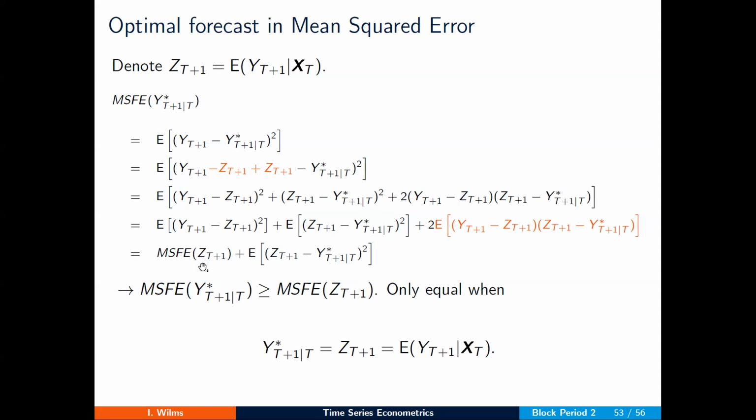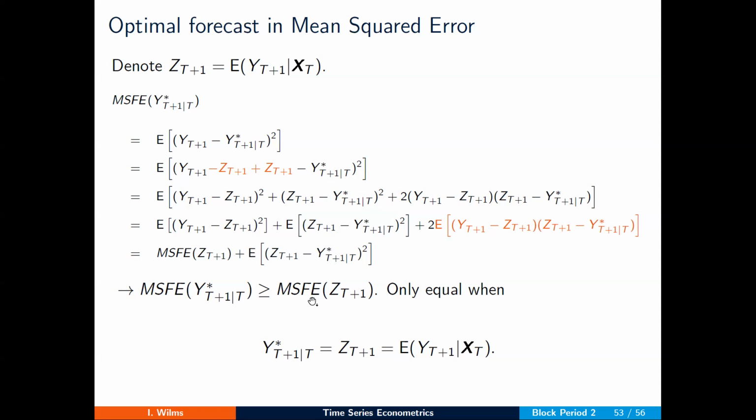Now, what is the first term? The first term is nothing more than the definition of the mean squared forecast error for z_{t+1}. It's indeed the squared forecast error of z_{t+1}. Since the last term is a squared term, it's positive. So the left-hand side needs to be larger than or equal to the right-hand side.